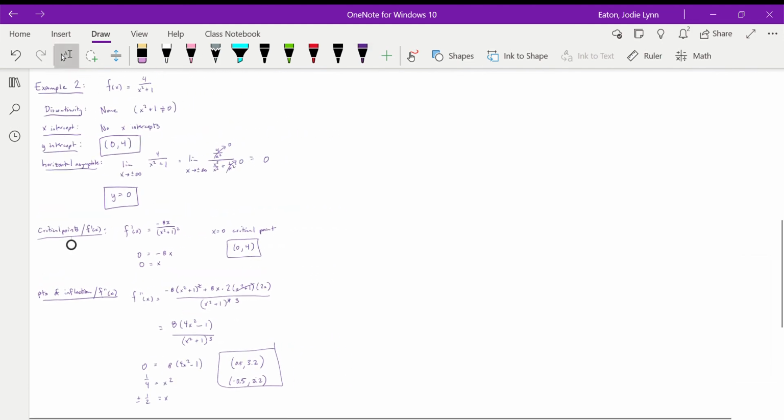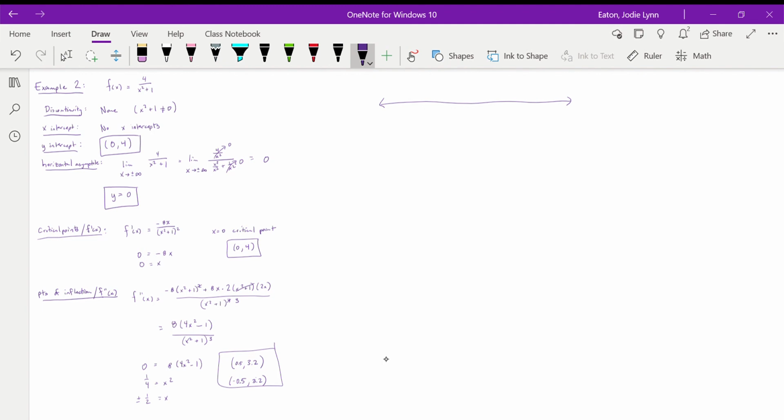Okay, let's see. We got everything in our view. So now what we're going to do is our little chart. We have a few important points to look at. So we have our critical point at 0. We're going to spread these out just so we can see what's happening. So we have our negative 0.5 and we have our 0.5. Okay, we're going to look at f prime of x and f double prime of x and do a sketch.